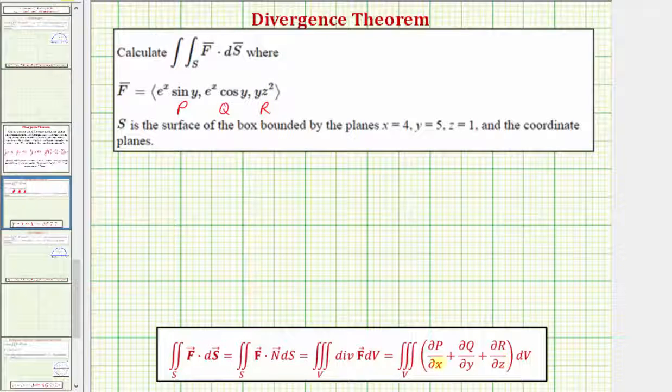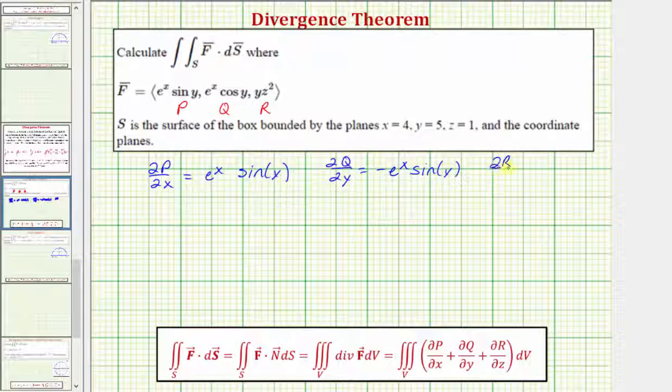So let's go ahead and find our partial derivatives. The partial derivative of P with respect to x is equal to the derivative of e^x sin y with respect to x, which is e^x sin y. And the partial derivative of Q with respect to y is equal to the derivative of e^x cos y with respect to y, which would be e^x times negative sin y, or negative e^x sin y. And the partial of R with respect to z is equal to the derivative of yz^2 with respect to z, which would be 2yz.